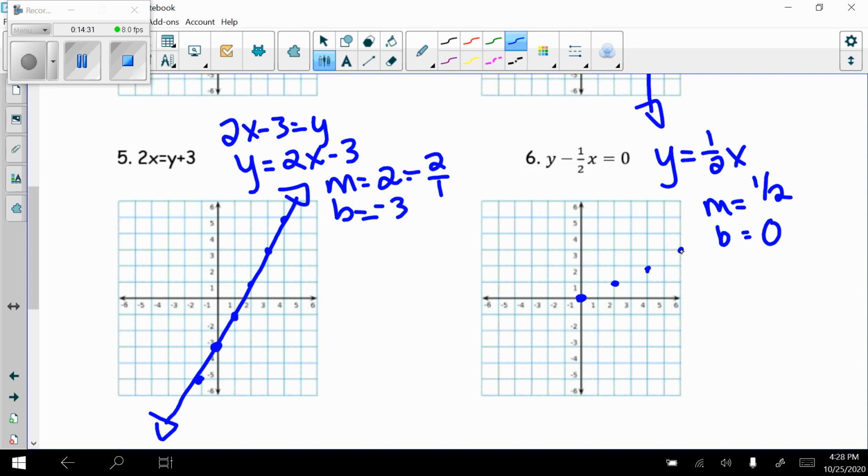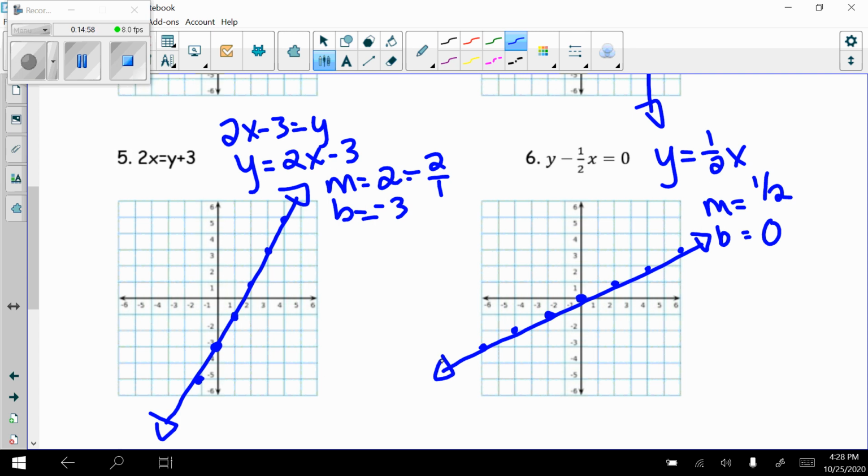But now I go back to my original starting point, my y-intercept at 0, and I'm going to go the opposite direction. Down 1, left 2, and I'm going to continue this until we get off of this graph. Now I have all of those points. Draw the line through your points. Again, making sure you put arrows.